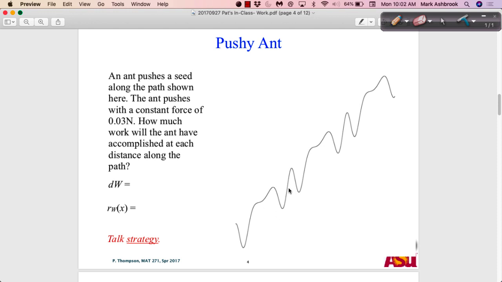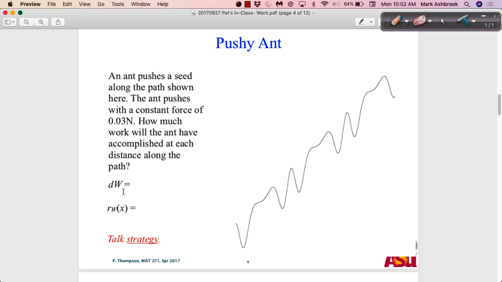Yeah, so when the ant gets here, what's the unknown thing here? What is this crazy curved, squiggly distance, right? What is the squiggly distance? Okay, so what we need to do then is think about a little bit of work at a time, right? So that's the idea of accumulation. Work is going to accumulate bit by bit, and so I want to think about a little bit of work.